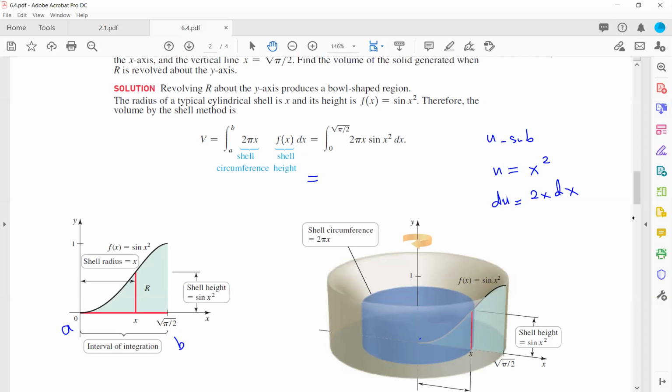So here you have the integral of pi sine u du. This is equal to minus pi cosine x squared, where x ranges between 0 and square root of pi over 2. When you plug in square root of pi over 2, cosine of pi over 2 is 0. When you plug in 0, the cosine is equal to 1. Since you have subtraction in between, the outcome is equal to pi.